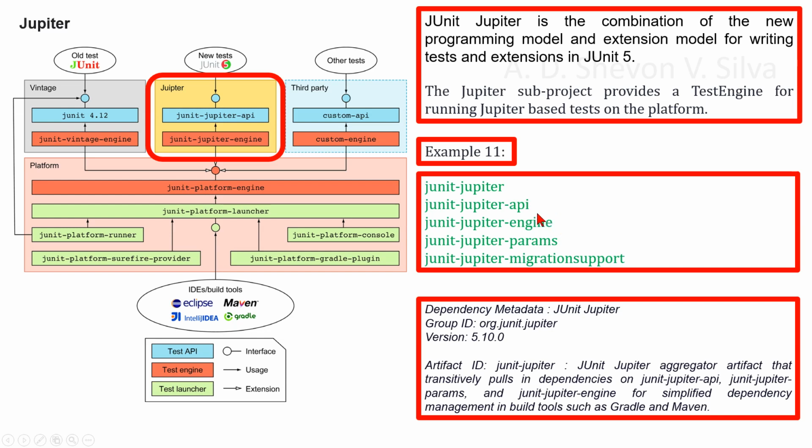JUnit Jupiter API, the API for writing tests and extensions. JUnit Jupiter Engine, the test engine implementation, only required at runtime. JUnit Jupiter Params, support for parameterized tests in JUnit Jupiter. JUnit Jupiter Migration Support, for migrating from JUnit 4 to JUnit Jupiter, only required for support for JUnit 4's @Ignore annotation and for running selected JUnit 4 rules.